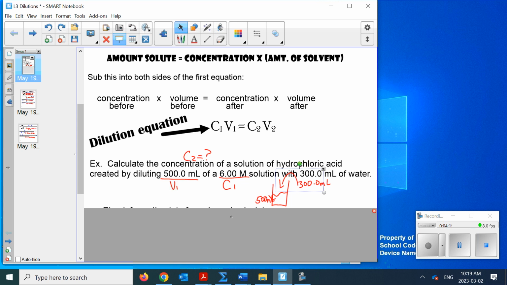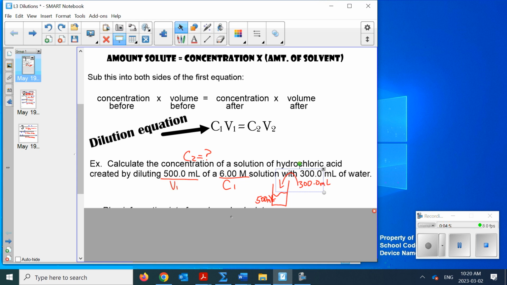We're always going to be diluting, not always adding. This is where I was saying I could do it one of two ways. I'm going to just say, what if I change the sentence to created by diluting 500 mL of a 6 molar solution with enough water to make 800 mL. I didn't tell you how much I added, but I gave you the answer, 800. So, read carefully what I'm trying to say. I'll do one or the other.